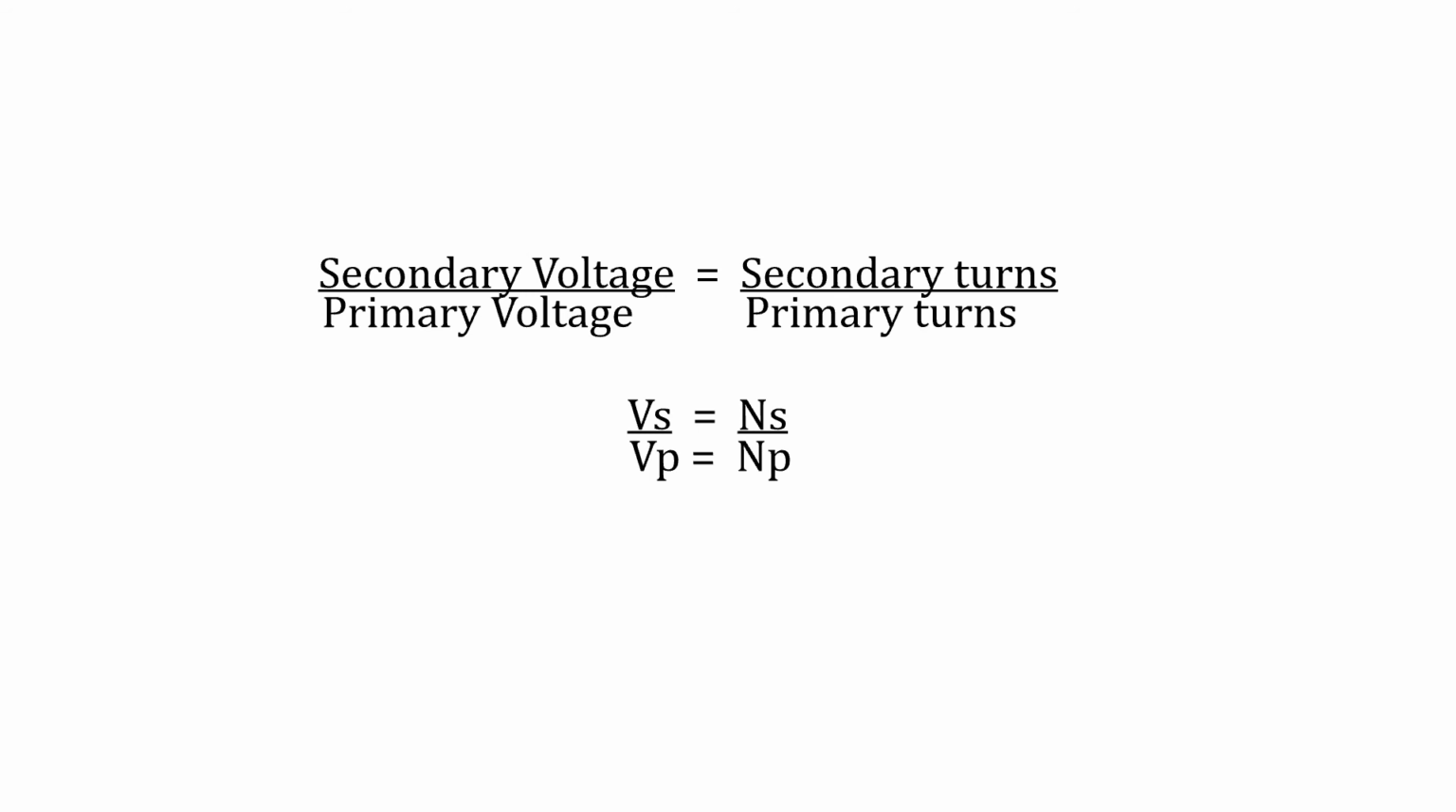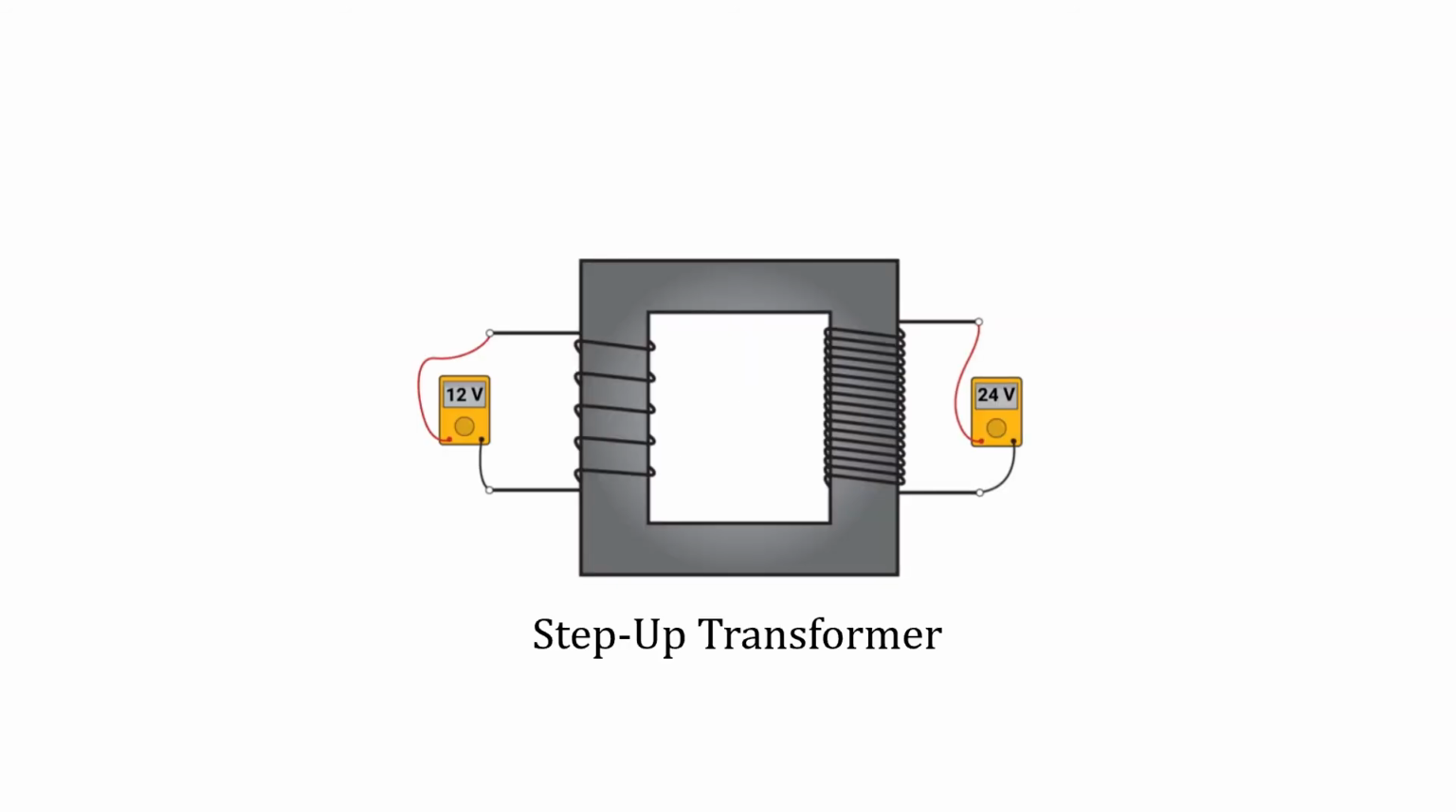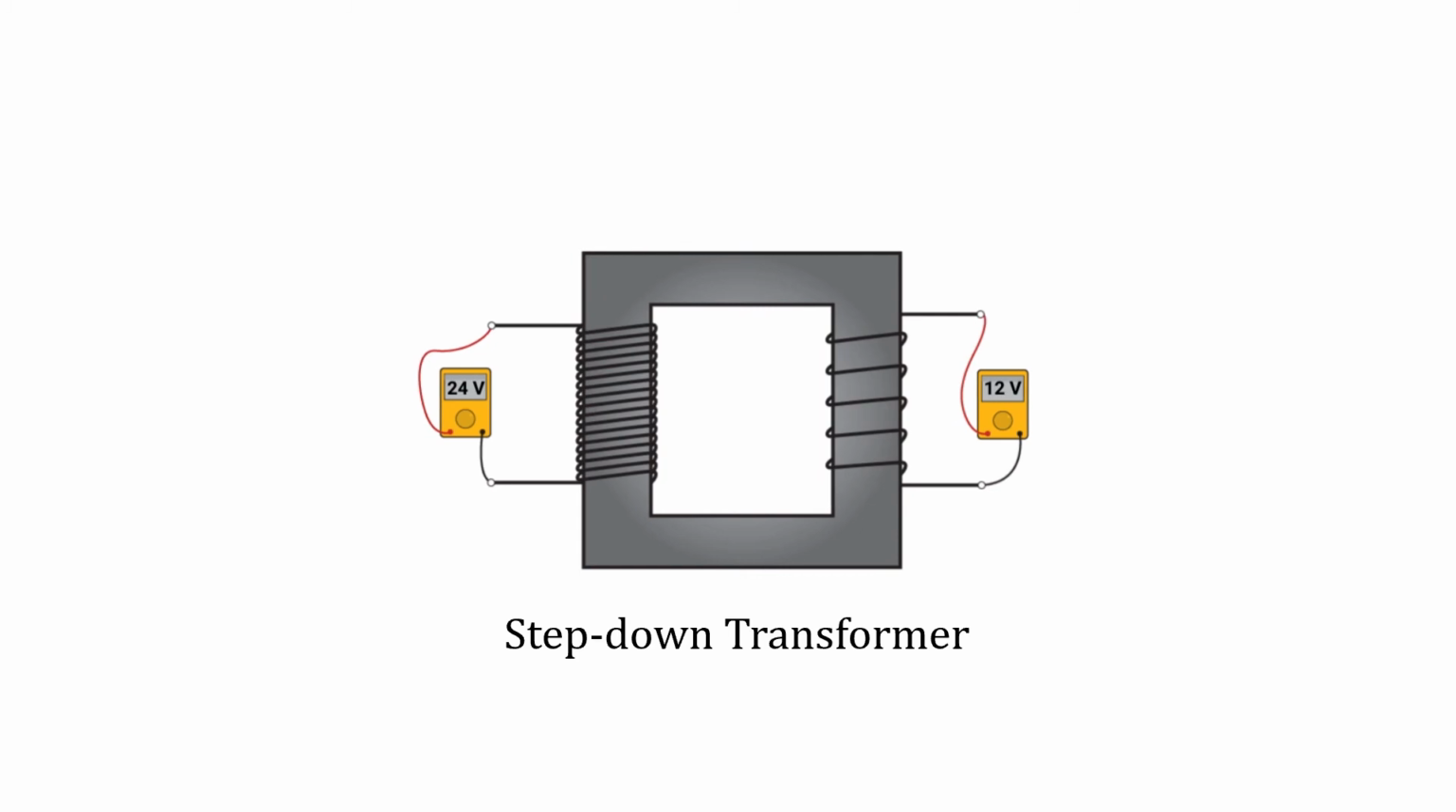A transformer can either be a step-up transformer or a step-down transformer. A step-up transformer has more turns on the secondary than the primary, and as a result, the output voltage or secondary voltage is greater than the input voltage. A step-down transformer has fewer turns on the secondary than the primary, and as a result, the secondary voltage is less than the primary voltage.